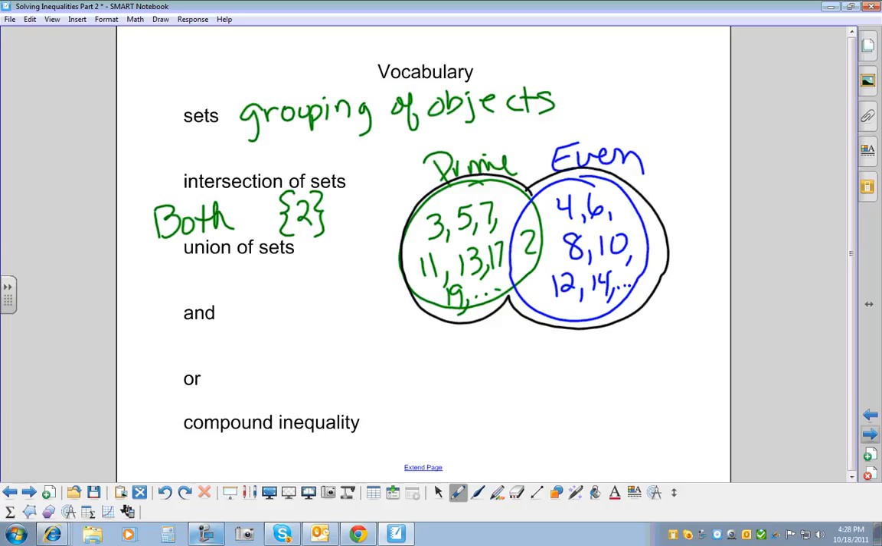Now when we talk about union, the union is any number that's in either set. So a lot of times we just shade the whole thing. And so this would be in either set, meaning any requirement. So it's either prime or even.